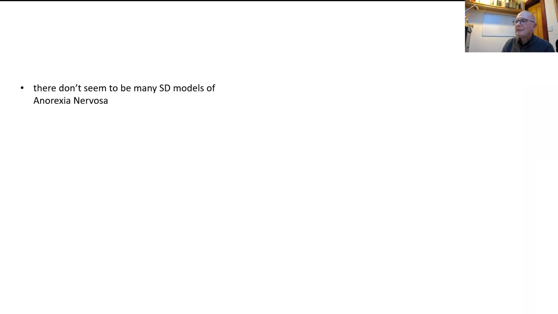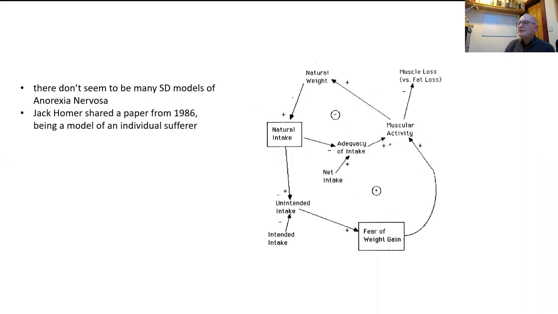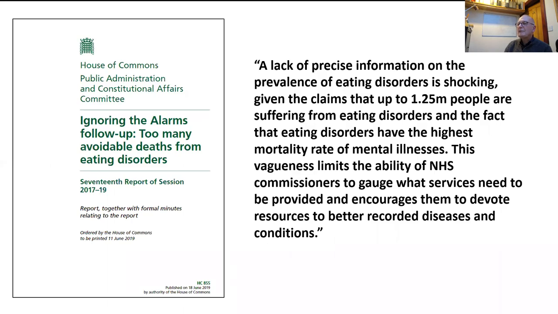So that was the kind of examples of model structure. As I discovered with my quick poll at the beginning of this meeting, there don't seem to be many SD models of anorexia nervosa. Jack did one in the 1980s, which was actually a model of the individual sufferer and the kind of feedback mechanisms within a person in terms of their food intake and activity and so on. So that's another way of thinking of how system dynamics could help, would be to build a model of the actual person who's suffering from anorexia. But what we're looking at today is the population level.